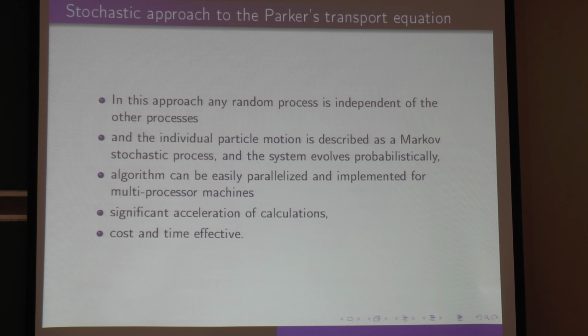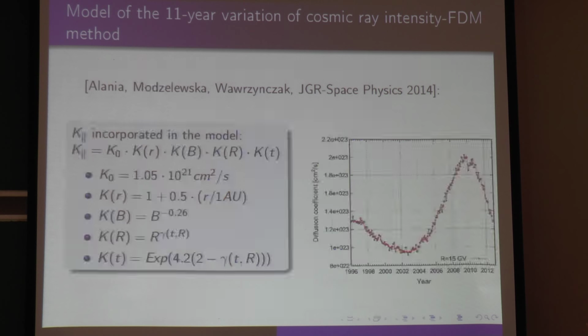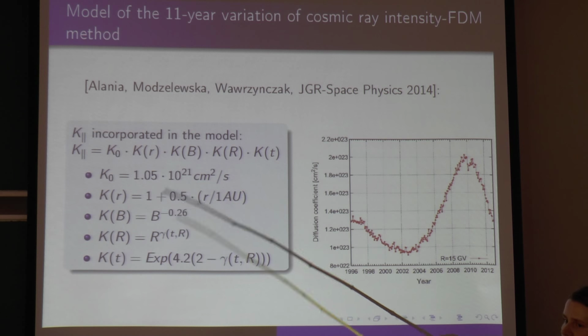But this agreement is obtained by fixing some parameters. Yes, so this is a fit. You fit the parameters in such a way that you get the agreement. And how many free parameters do you have in this model? Yes, unfortunately a lot, because the situation is very complicated. This is the simple model.